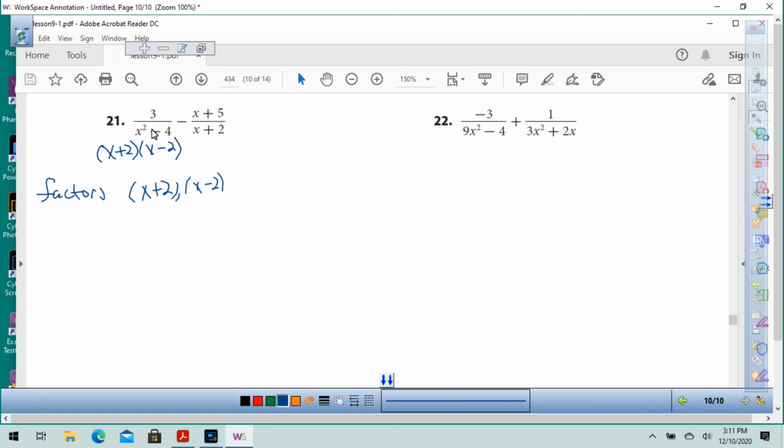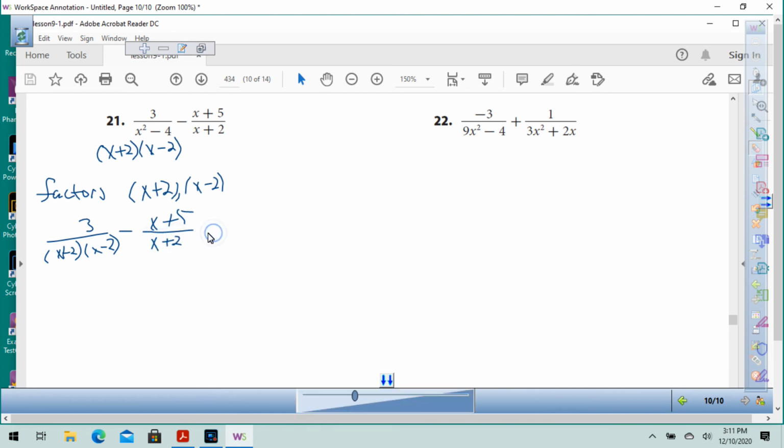Now this has everything in it, right? This side here has everything in it. So I've got 3 over, and I'm going to write x plus 2 times x minus 2. Minus, and then I got x plus 5 over x plus 2. And since that had everything in it, I didn't have to do anything. But over here, I'm going to have to multiply that by x minus 2 over x minus 2.